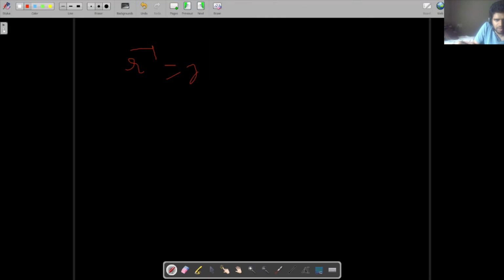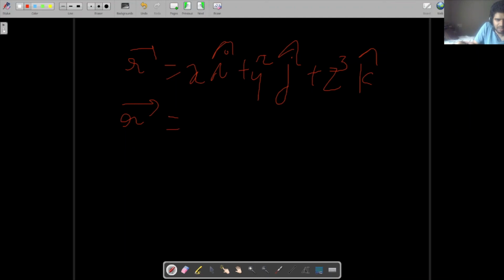If you are talking about motion in all the three directions, then your r vector will be something like this. But when you restrict the motion to one dimension, you are left with only the x term. So instead of calling it V of r, if the motion is three dimensional, I will call it V of r, a function of r, meaning the position vector.